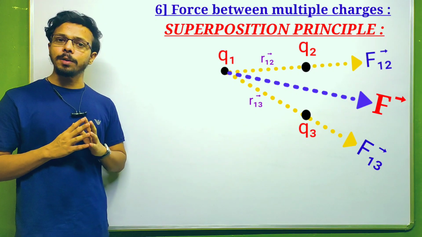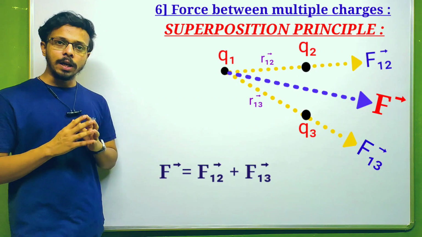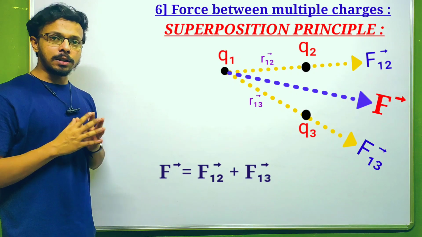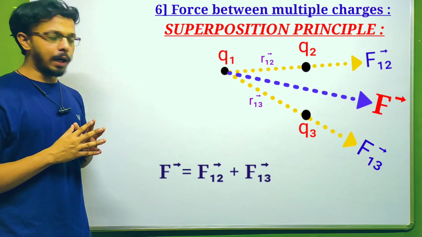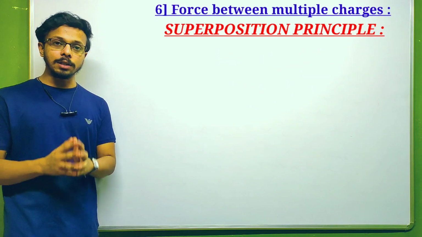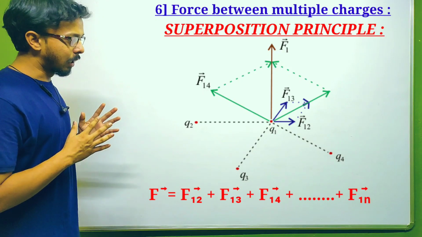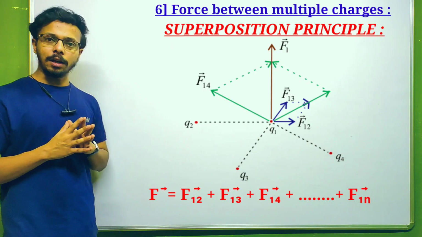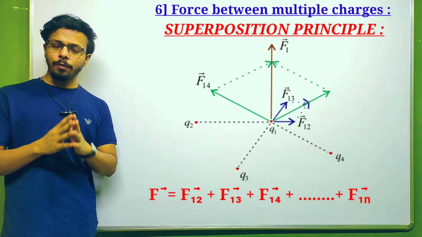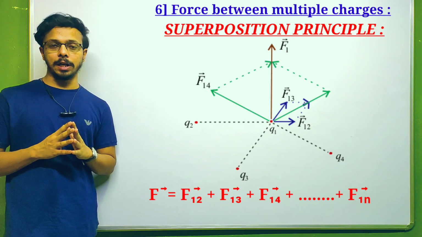Now according to the superposition principle, the resultant force F is calculated as F is equal to F12 plus F13. That is, the total force on Q1 is equal to the sum of the force due to Q2 and due to Q3. In this way we can calculate. Similarly, if a system consists of n number of charges, then the resultant force on Q1 becomes F is equal to F12 plus F13 plus F14 up to F1n for n charges.